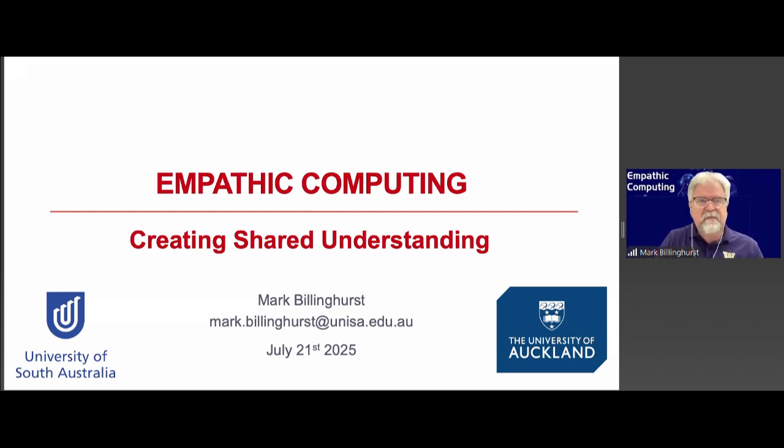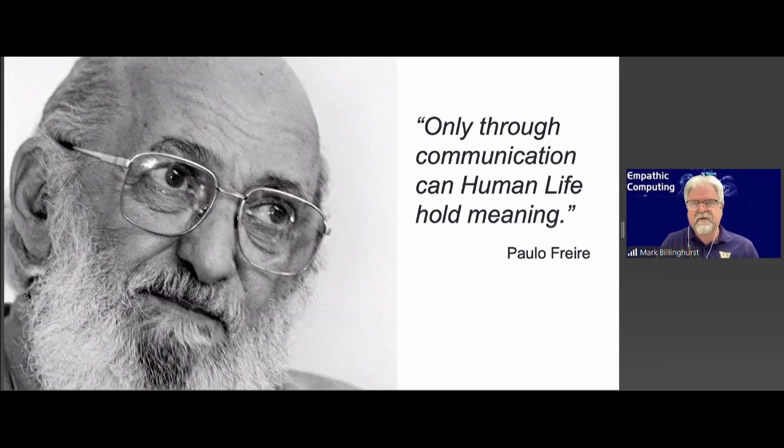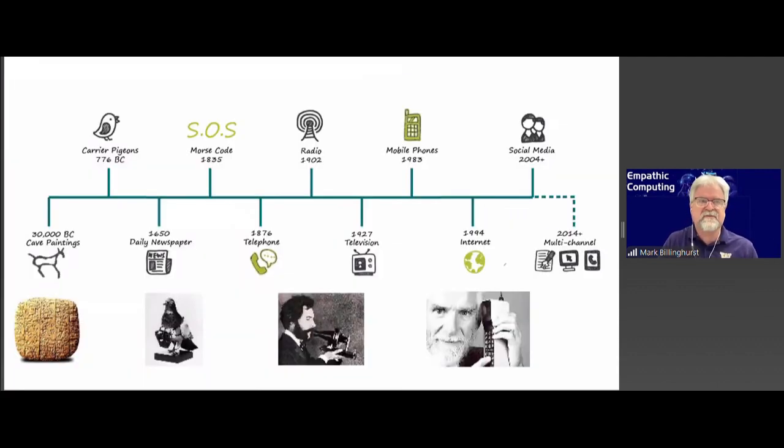So with empathic computing, the topic we're talking about is really about communication, and we all know how important communication is in our everyday lives. The Brazilian philosopher Paulo Freire says that only through communication can human life hold meaning. And because of that, over thousands of years, people have developed new ways to connect and communicate with each other. This is a small timeline showing cave paintings 30,000 years ago through to carrier pigeons and radio and television to the multi-channel communication we have today.